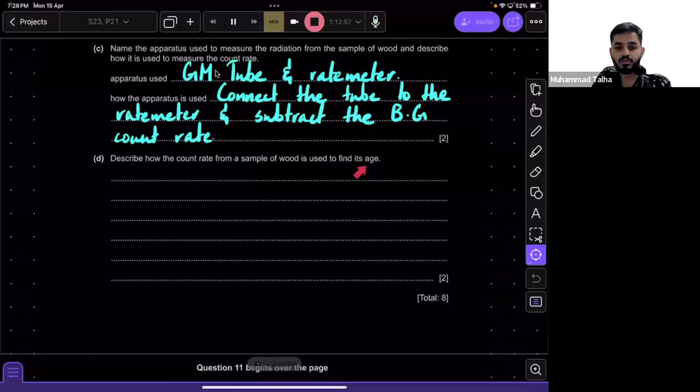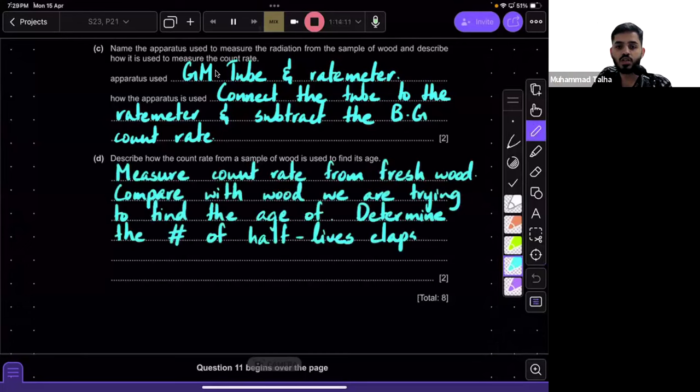So compare with wood we are trying to find the age of. And then you can say we determine the number of half-lives elapsed. Right. So for example, if there is a difference in the count rates, you can see how many half-lives would have elapsed. And then you multiply by this to find out the age.